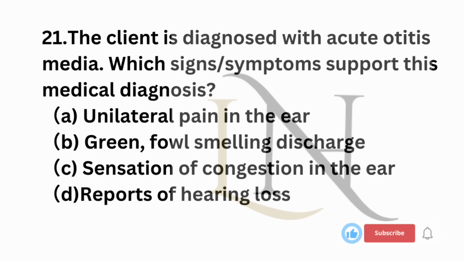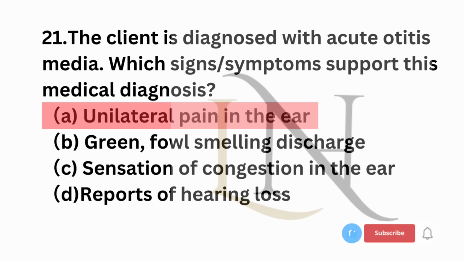The client is diagnosed with acute otitis media. Which signs and symptoms support this medical diagnosis? Option A, unilateral pain in the ear. Option B, green foul smelling discharge. Option C, sensation of congestion in the ear. Option D, reports of hearing loss. Correct answer: option A, unilateral pain in the ear.